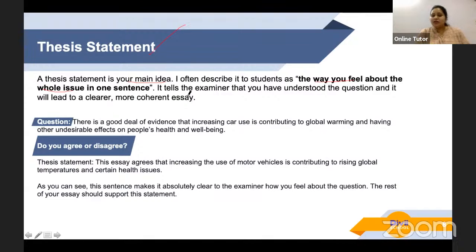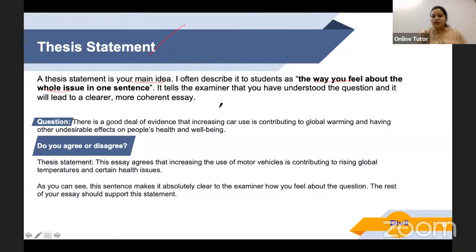All right, so this will give an idea to the examiner if you have understood the question and how clearly you've understood the question. And as an aspirant, it will give your essay a more coherent approach.